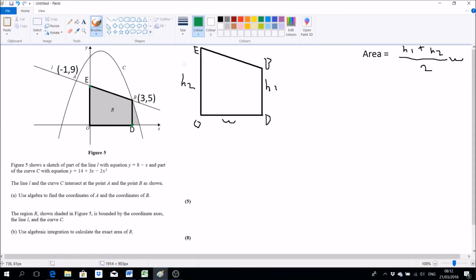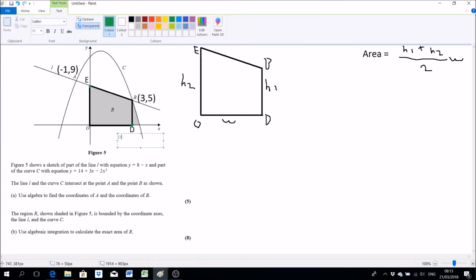So D is fairly obvious because this line is x equals 3. So this line right here, x equals 3, meaning that D will be, that rhymes, D will be 3, 0.